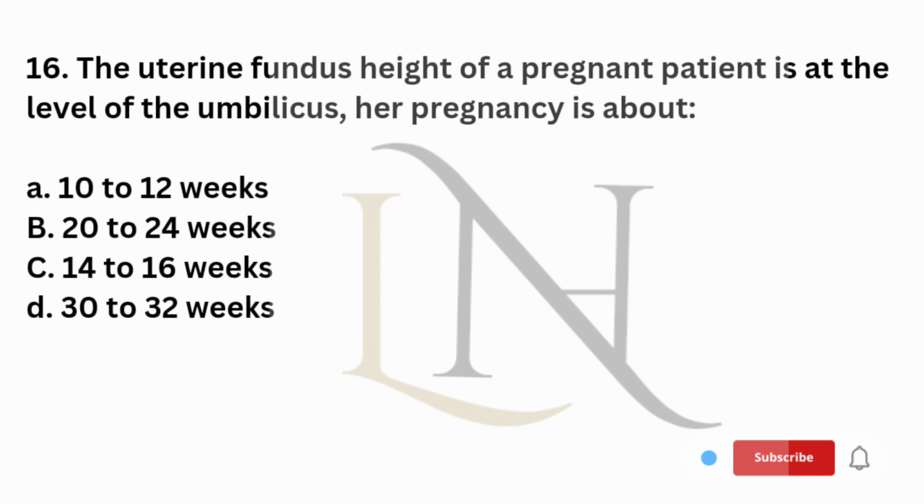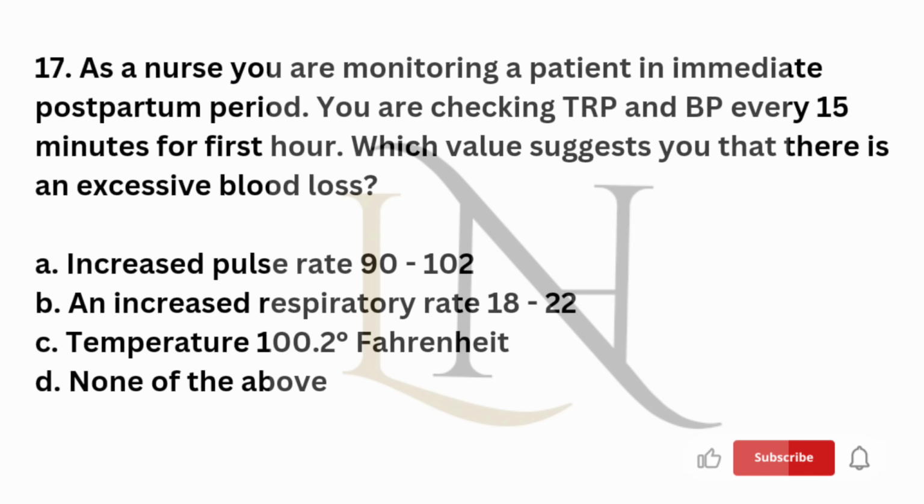The uterine fundus height of a pregnant patient is at the level of the umbilicus. Her pregnancy is about. Option A, 10 to 12 weeks. Option B, 20 to 24 weeks. Option C, 14 to 16 weeks. Option D, 30 to 32 weeks. Correct answer. Option B, 20 to 24 weeks.